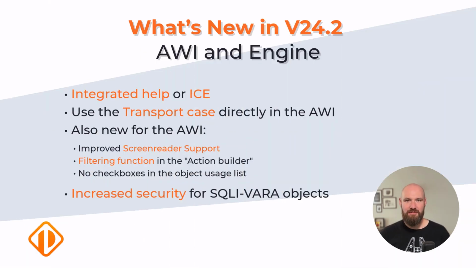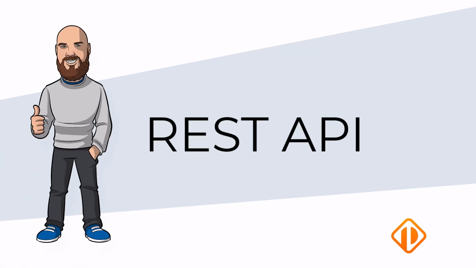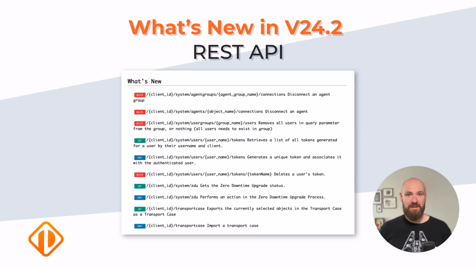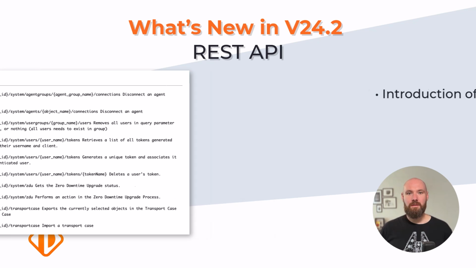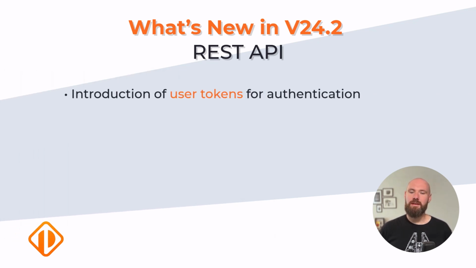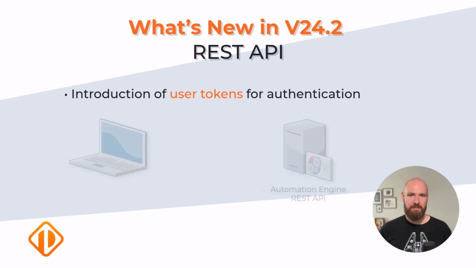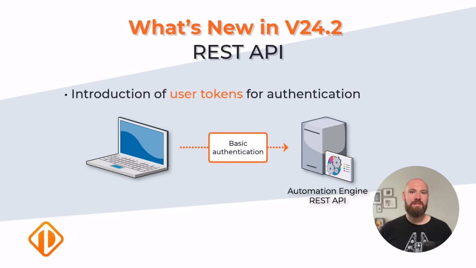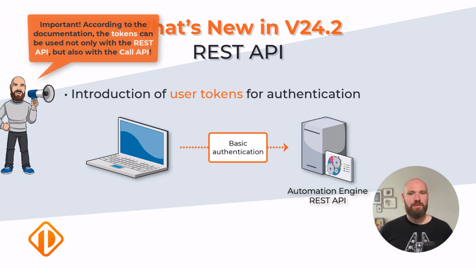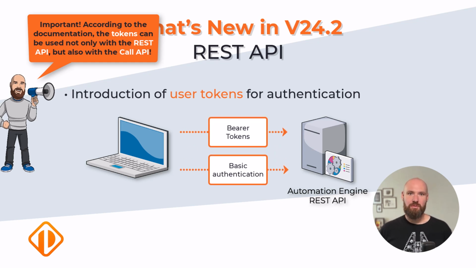In the second section of the video, we are going to take a look at the REST API. In this minor release, the REST API receives some new extensions. We will start with the user tokens that I mentioned earlier. This is a new way to log in to the REST API. Until now, the REST API has only supported basic authentication. From version 24.2, you can also authenticate yourself with the so-called bearer tokens.